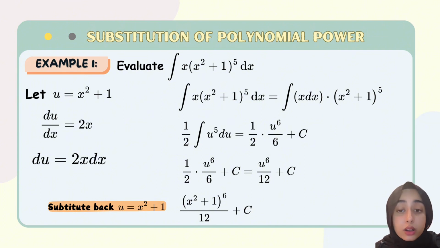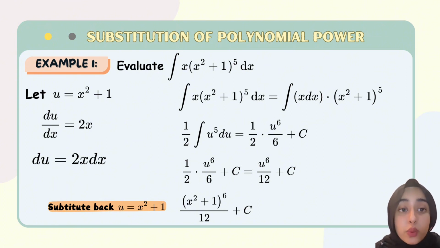So the integral of (x squared plus 1) to the power of 5 times x dx will equal the integral of u to the power of 5 times du over 2. And now we can factor out the constant 1 over 2. So the integral of u to the power of 5 times du over 2 will equal 1 over 2 the integral of u to the power of 5 du.